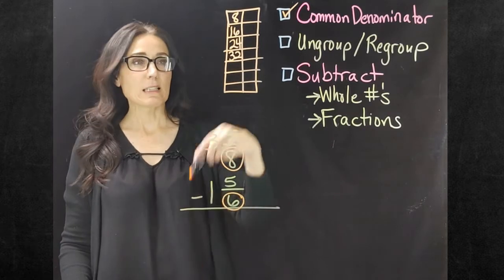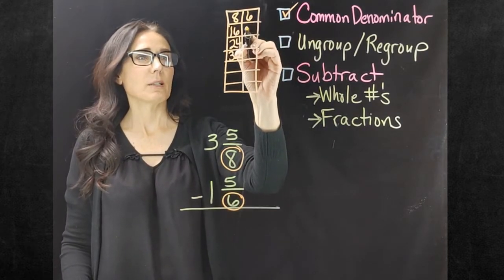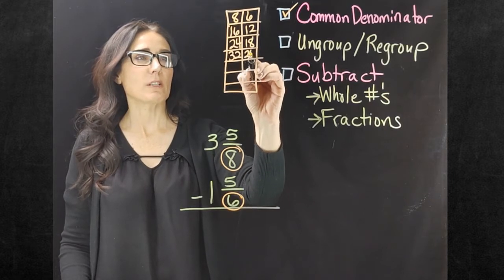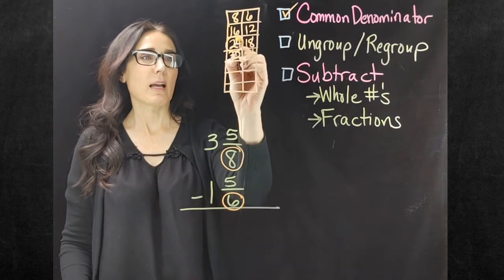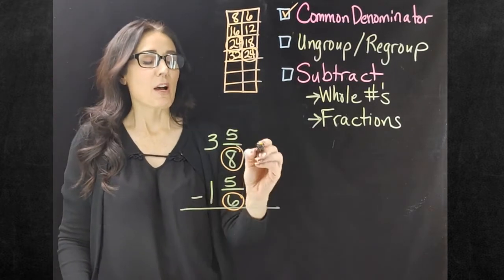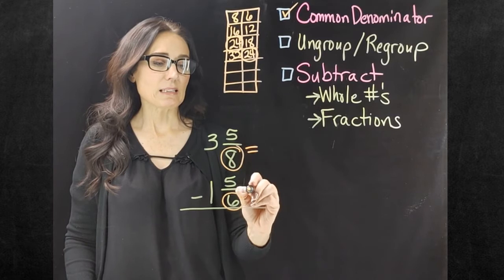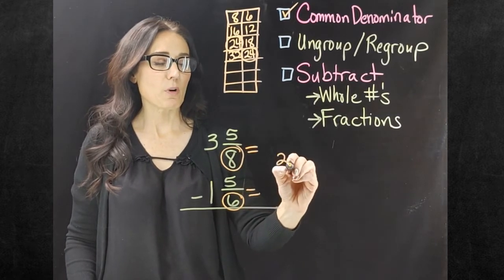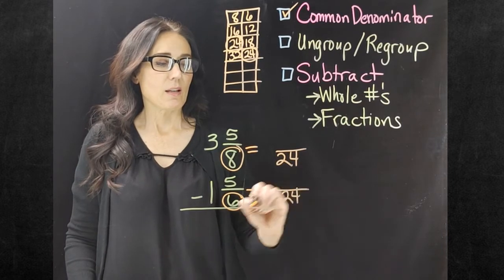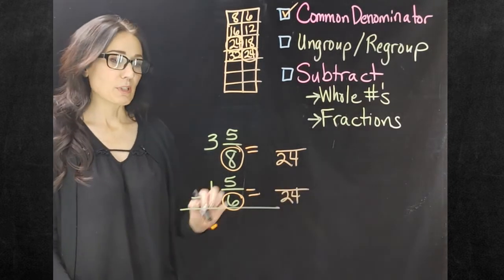And now I'm going to count by sixes. 6, 12, 18, and 24. So there is my least common multiple, and I'm going to use that for my common denominator. All right, so let's go ahead and set up our problem using 24 as our denominator.